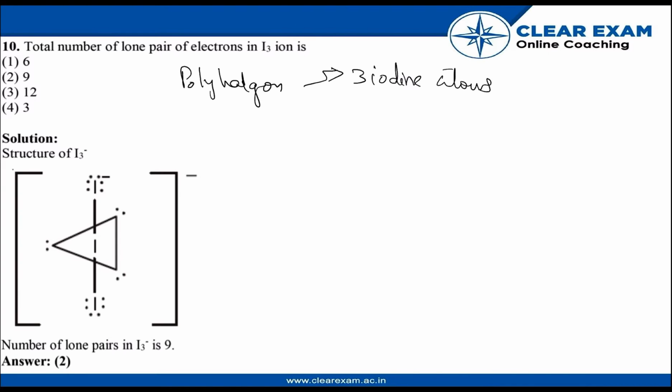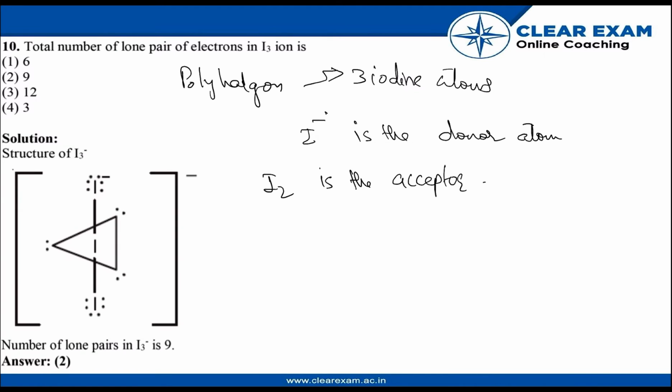It is a linear anion. It is formed by the bonding of I2 with I- ion. Triiodide is red in color in solution. In this molecule, I- is the donor atom, and I2 molecule is the acceptor atom. The electrons are accommodated in the empty d orbital of the iodine.